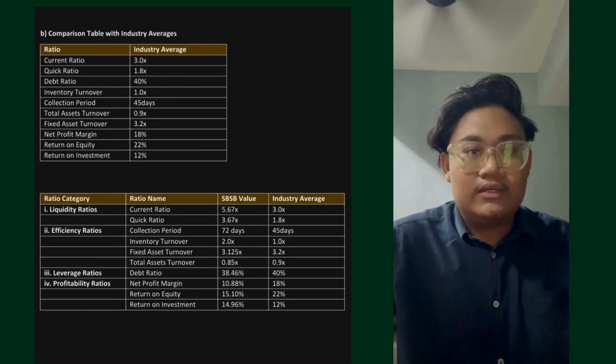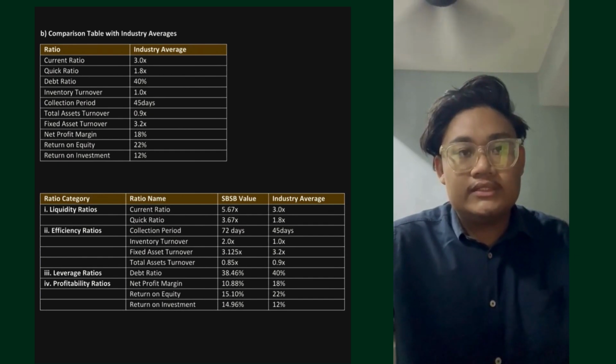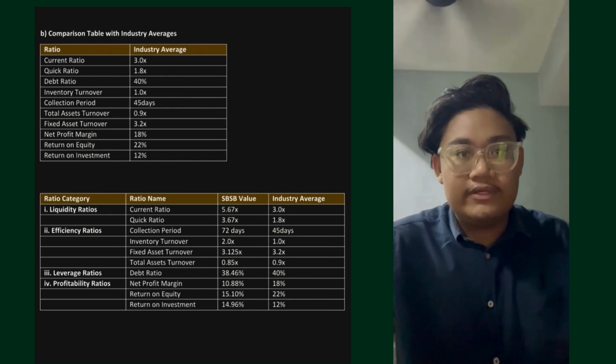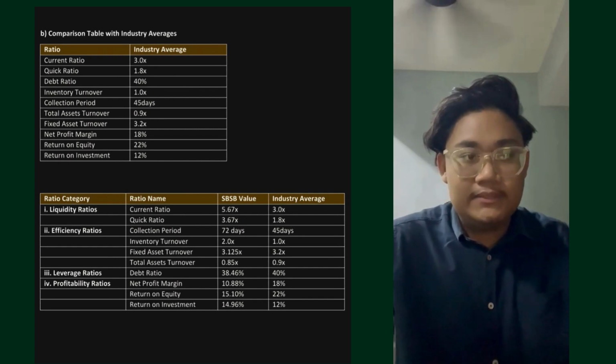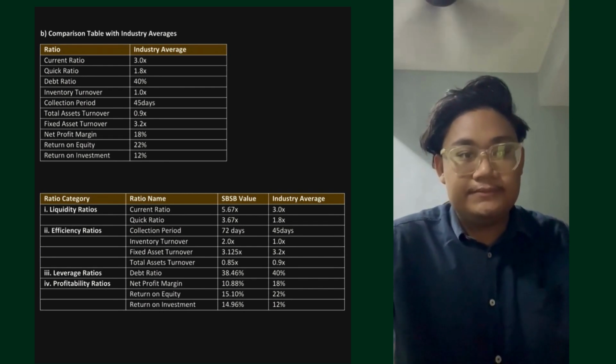Inventory turnover, SBSB value is 2.0, while the industry average is 1.0. Fixed asset turnover 3.125, which is very close to the industry average of 3.2. Total asset turnover is 0.85, also very close to the industry average of 0.9. The debt ratio is 38.46%, very close to the industry average of 40%, but still not yet achieved. Net profit margin is 10.88%, the industry average is 18%.